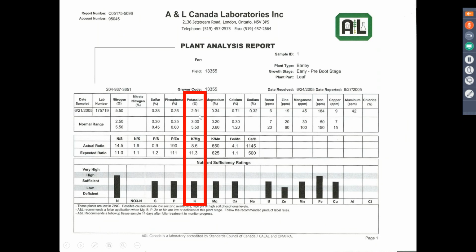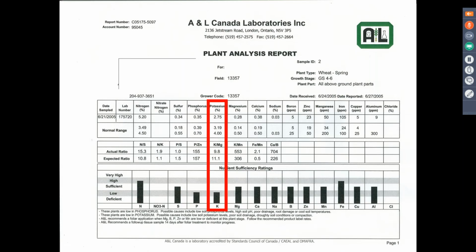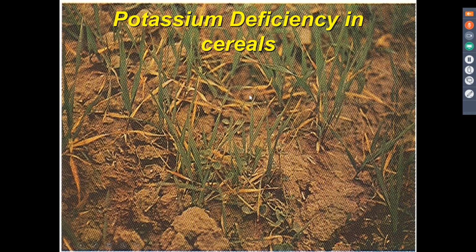Likewise, early season wheat from Western Canada, again, we're seeing deficiencies. So we see this quite often. It gets misunderstood or let go because we just don't do a proper job diagnosing it.